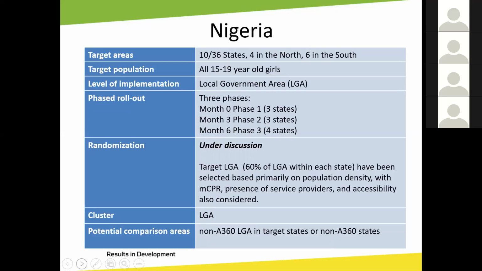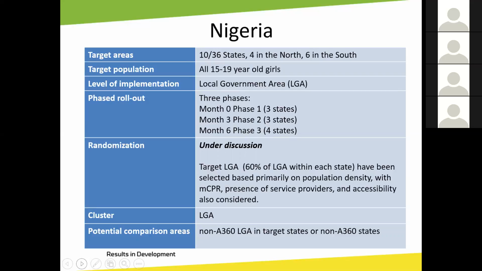Randomization was not originally in their plans, though we did recently discuss some potential ways that randomization could be incorporated into their implementation plans, and these are still under discussion. But what they're currently thinking is that within each state, 60% of the LGAs within that state will receive A360.